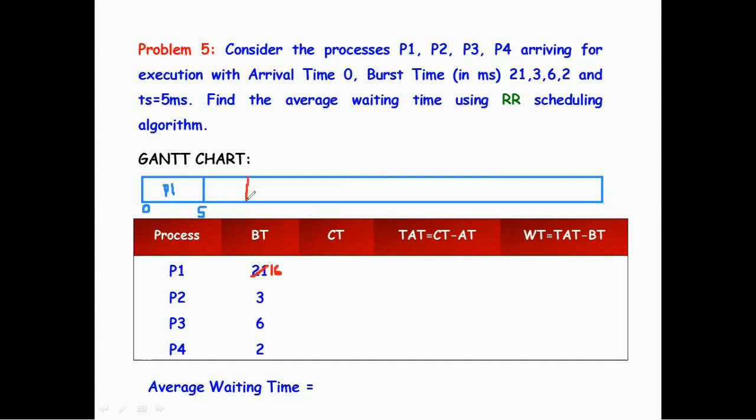Process P2 needs 3 milliseconds for execution. So just 3 milliseconds alone will be allocated for P2. So from 5 to 8, P2 gets scheduled. P2 has fully completed its execution. Then P3, the burst time of P3 is 6. 5 milliseconds will be allocated for P3. That is from 8 to 13. P3 gets scheduled.